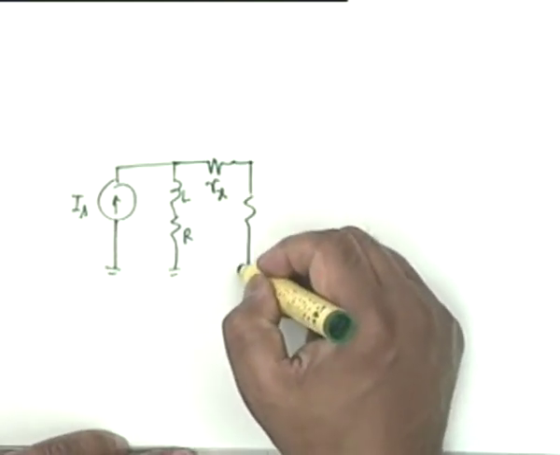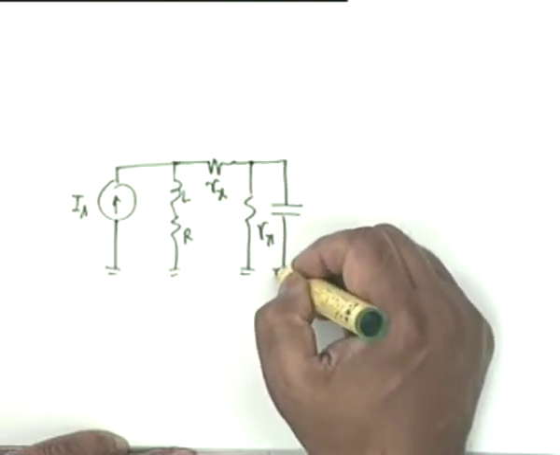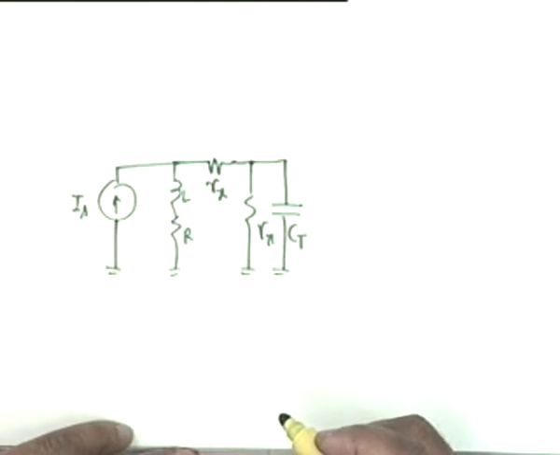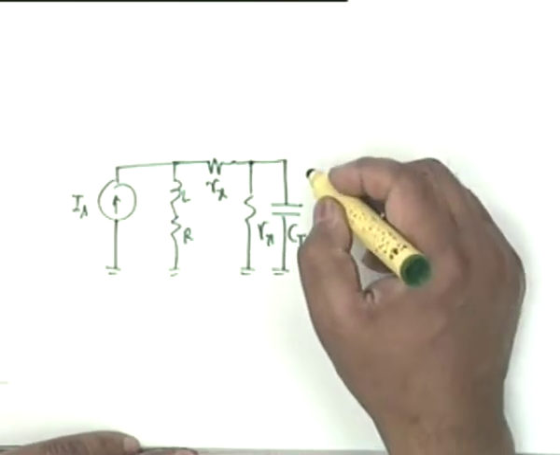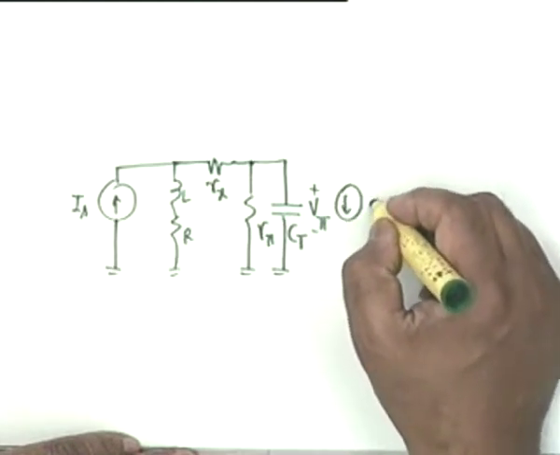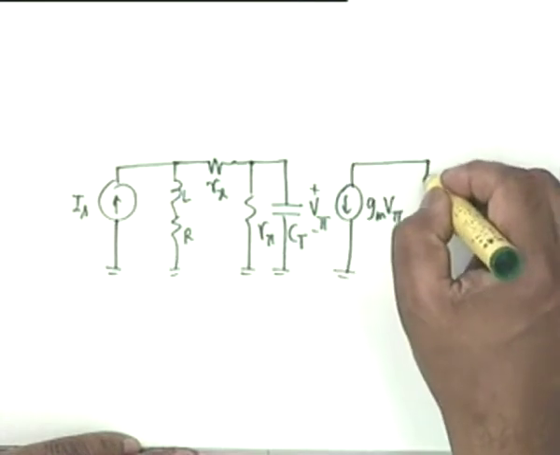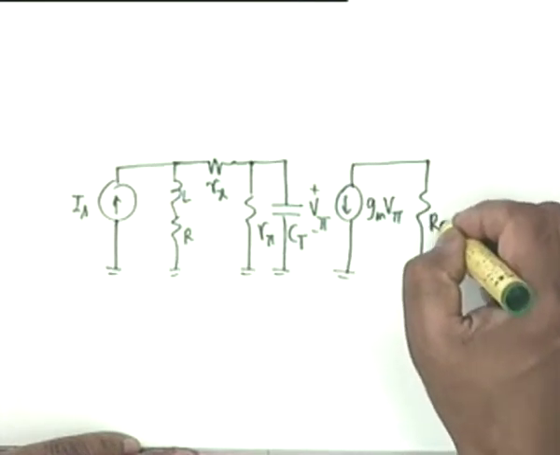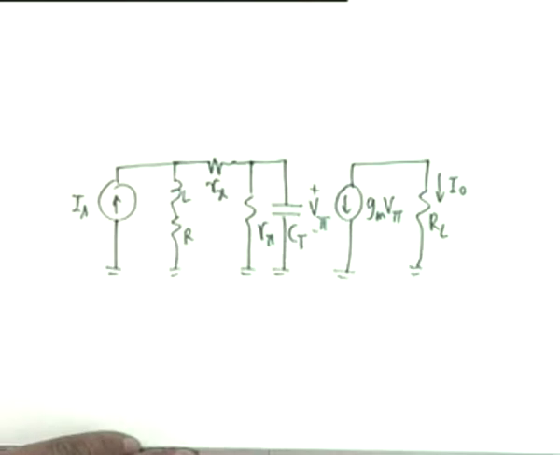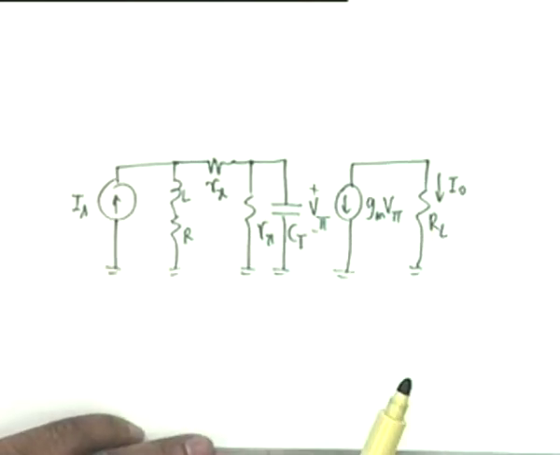And then you have the R pi and the capacitor CT. We use the Miller effect to simplify the circuit. This voltage is V pi, then we have gm V pi, a current source in series with RL, and this is the output current I0. We wish to find out I0 by Is. Okay? We wish to find out the transfer function I0 by Is.